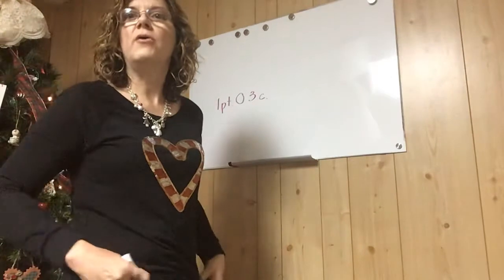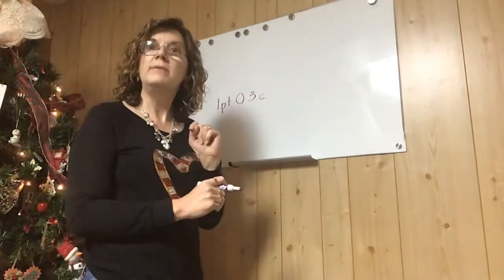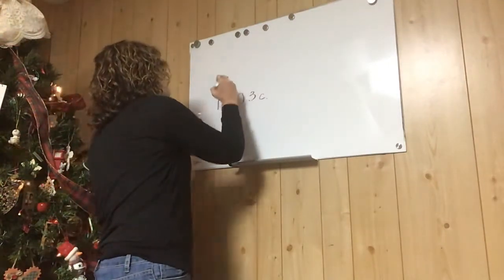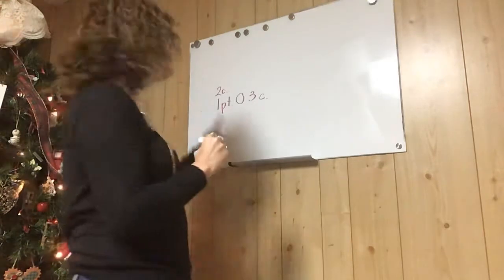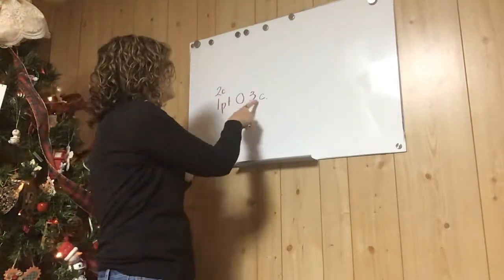So how many cups are in 1 pint? This is the side we need to change. How many cups are in a pint? 2. You can look on your paper. It says it right at the top. 2 cups equals 1 pint. So on the side that says 1 pint, write 2 cups above it. So you're going to compare 2 cups to 3 cups.